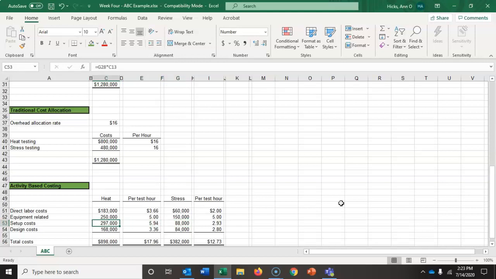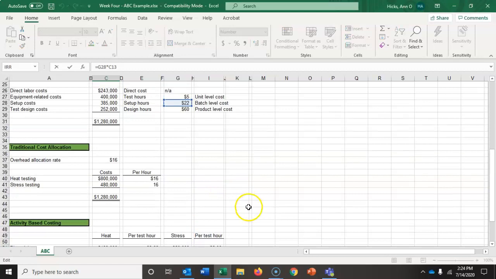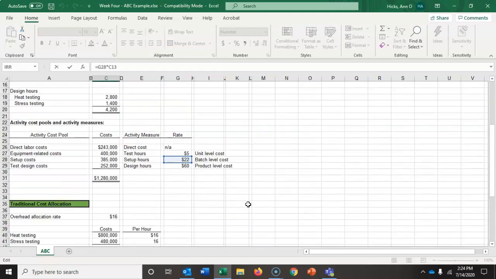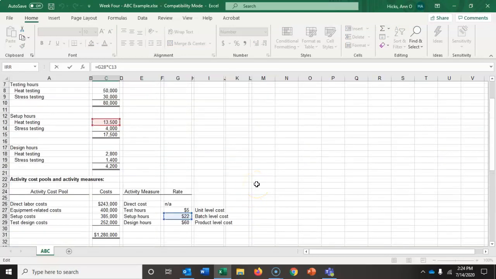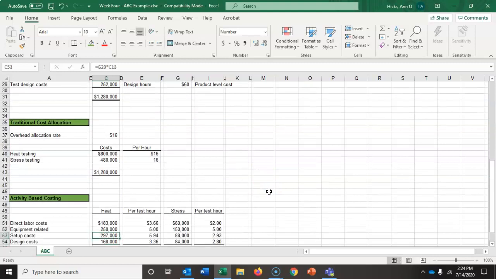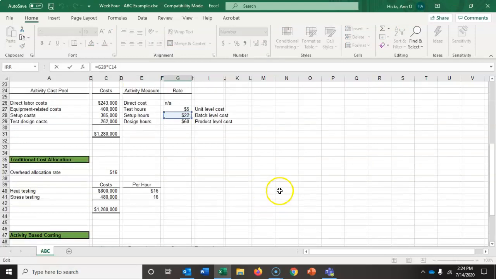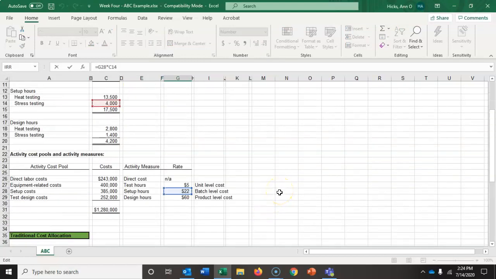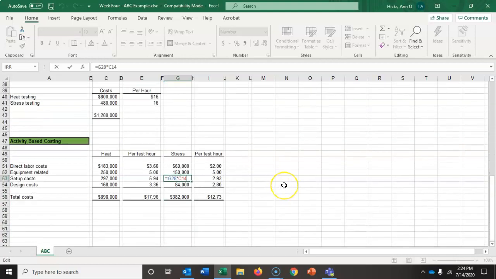Setup, we're going to take the rate we calculated of $22. And for heat testing, we'll multiply it not by the test hours, but the number of hours spent on setup. And that gives us $297,000. We'll do the same calculation over on the stress test, the $22 times the 4,000 hours spent on stress testing.